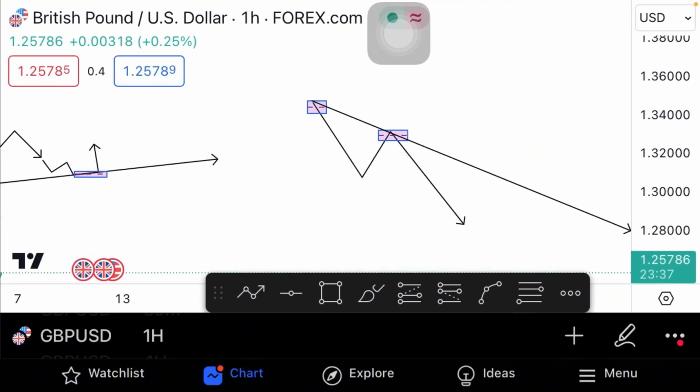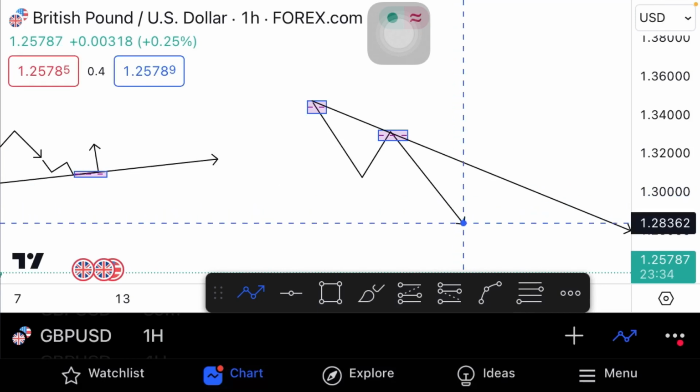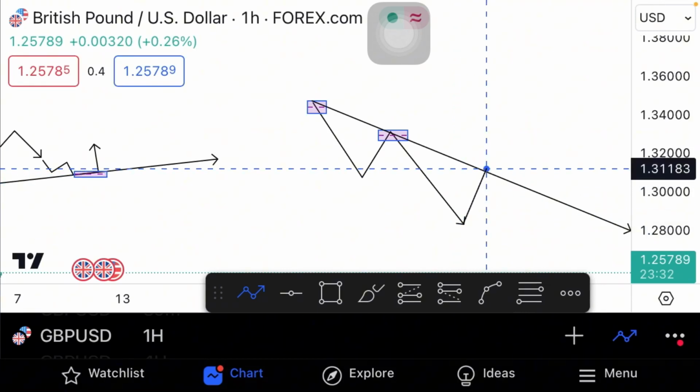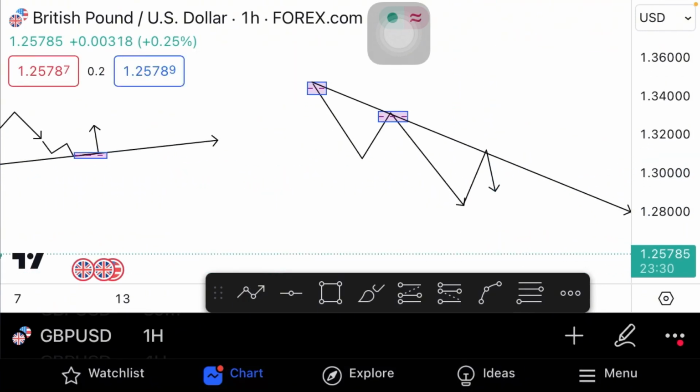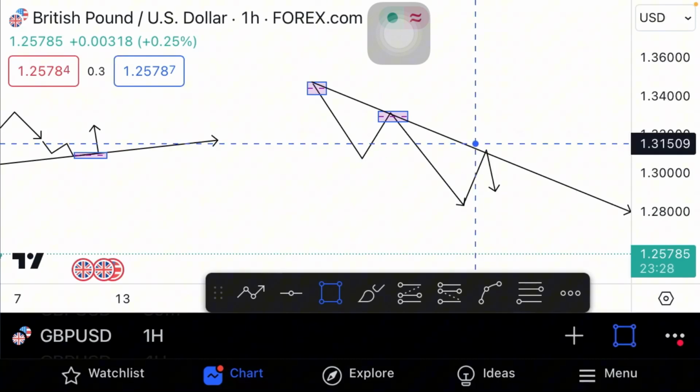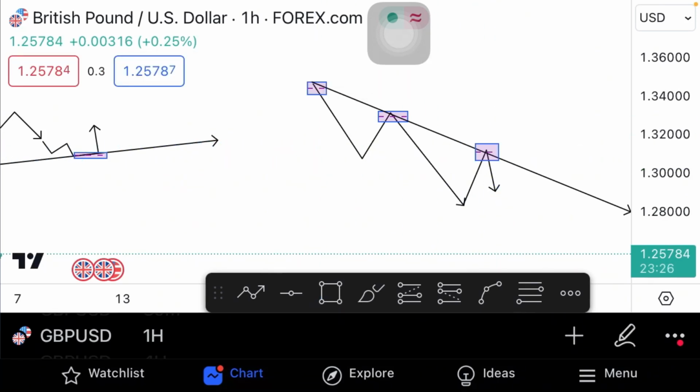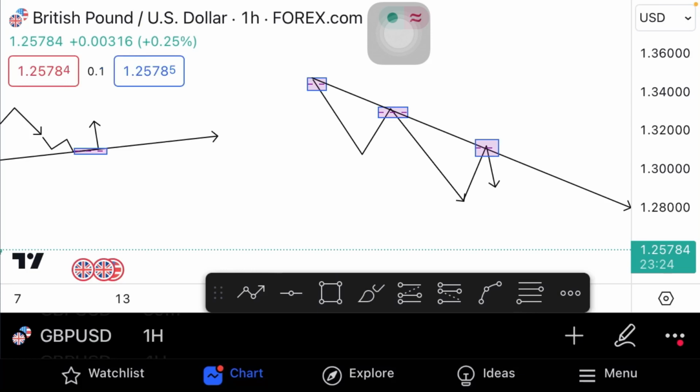What we are looking for is for price to come back for the third touch. When price comes back for the third touch, then we step down to 15 minutes to look for price pattern or price behavior. This is where we go short.